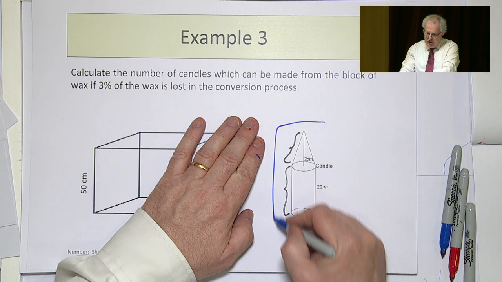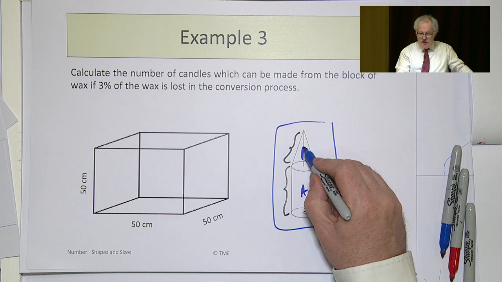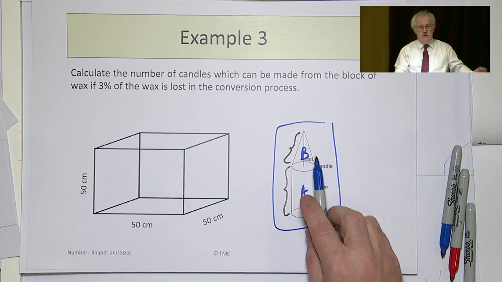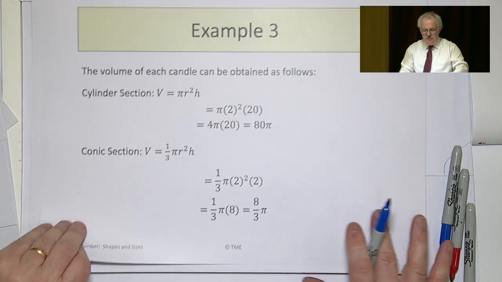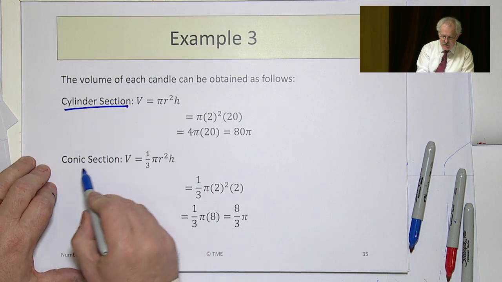Here we'll take this part. Is this a compound shape? Part A and part B, is there? Part A is a cylinder, part B is a cone. So we turn now and we see the volume of each candle can be obtained by the cylinder section and the conic section.